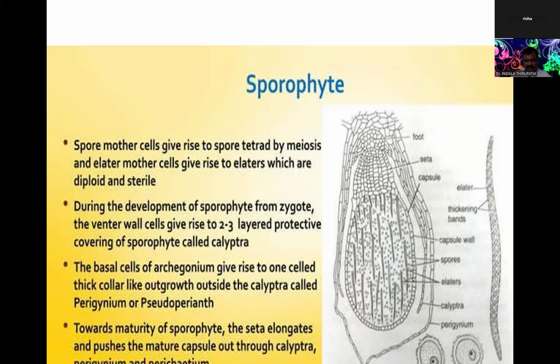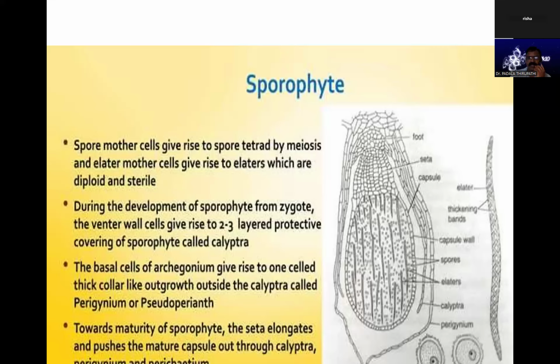During the development of the sporophyte from the zygote, the venter wall gives rise to a two to three layered protective covering of the sporophyte. It is called the calyptra. That is the speciality here, because the sporophyte is hanging down. To protect it, extra layers are formed from the venter region of the archegonia, and that protective layer is called the calyptra.